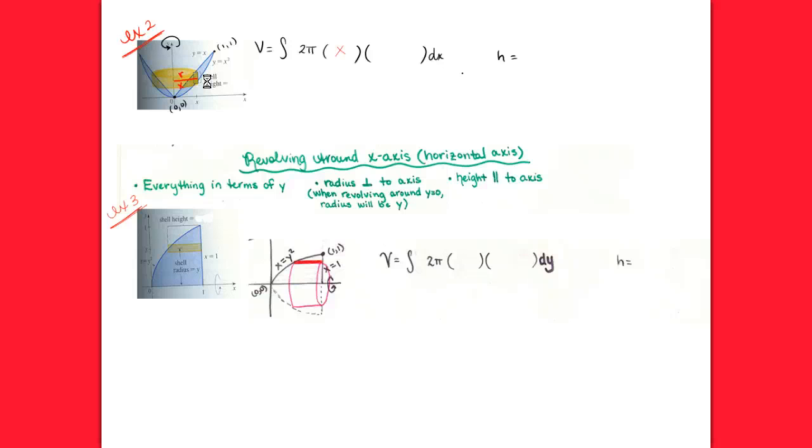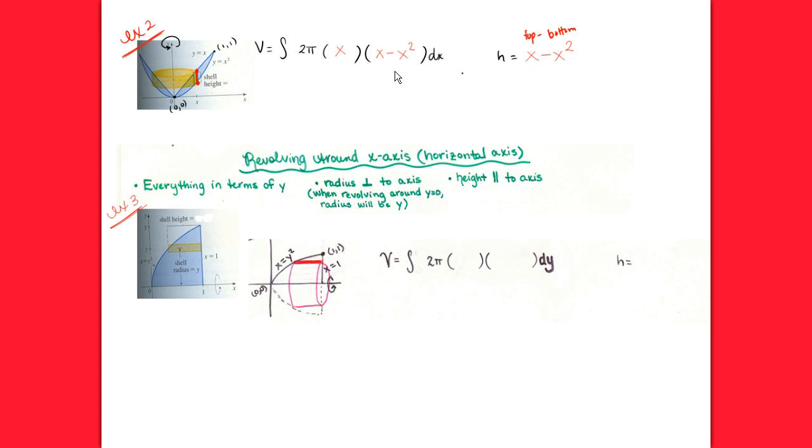Our height then is going to be parallel to the axis we're revolving around. So for this height, we're going to do top minus bottom. So what equation is on the top? Y equals x, right. So for top, I'm going to do x, and then for bottom, the bottom equation was the parabola y equals x squared. So when I do top minus bottom to get my height, I'm going to get x minus x squared.